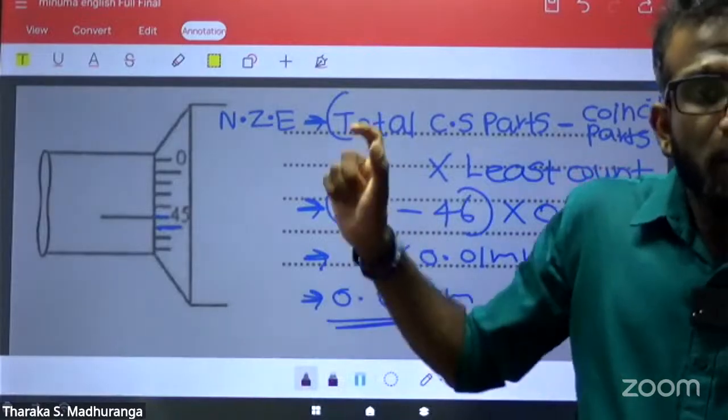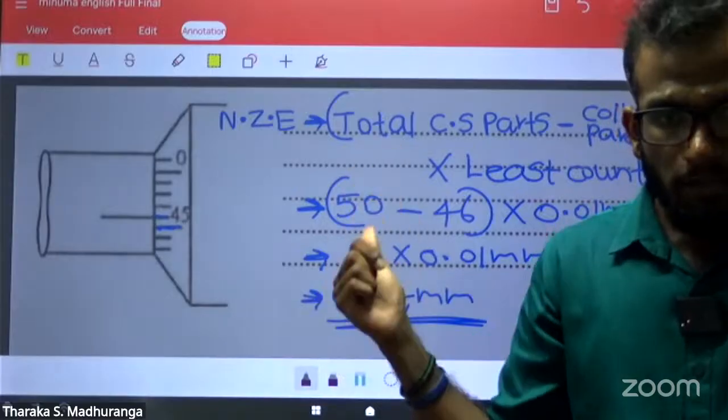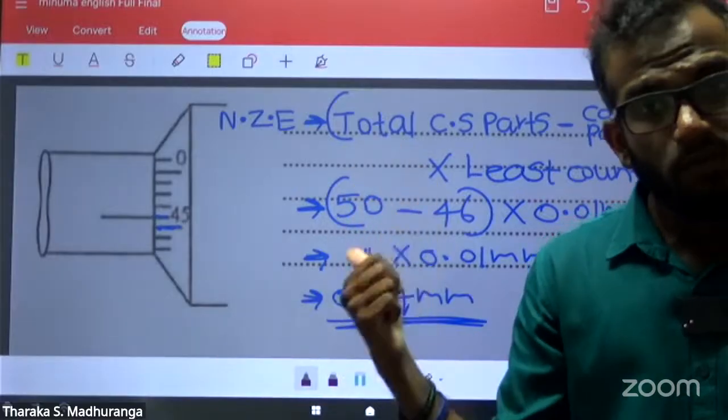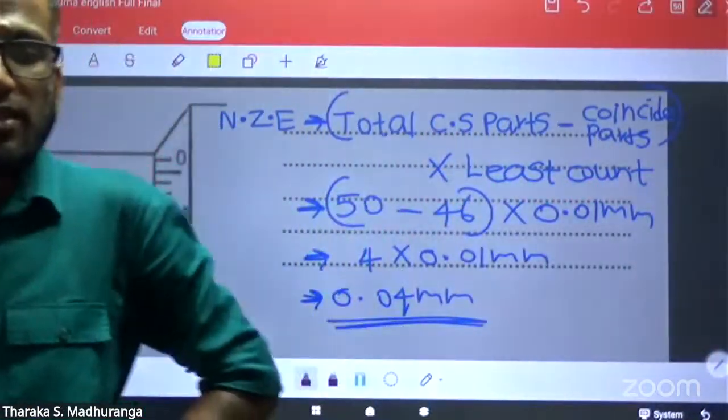In vernier caliper, total vernier scale parts minus coincide part. In micrometer screw gauge, total circular scale parts minus coincide part. Understand the difference? Same method.